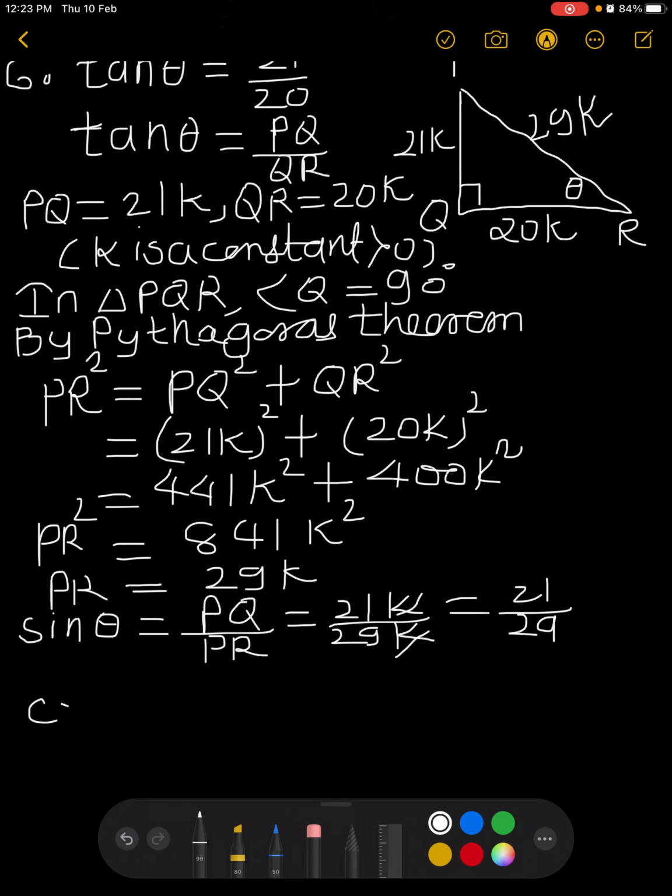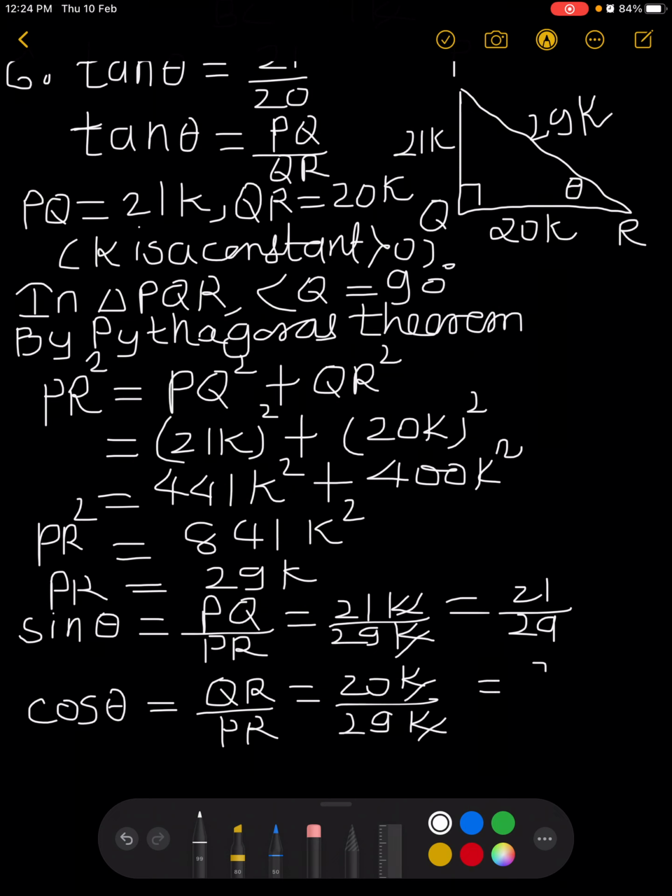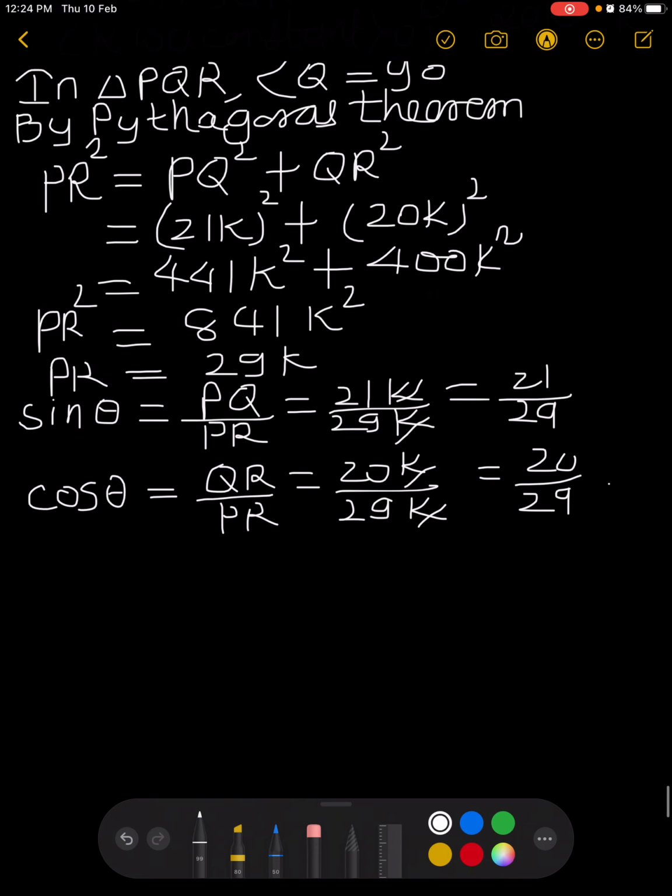Then we have to get cos theta. Divide the adjacent side QR by the hypotenuse PR. QR is 20K and the hypotenuse is 29K. We obtain 20 upon 29. Answer number 6 is done. Now we have example number 7.